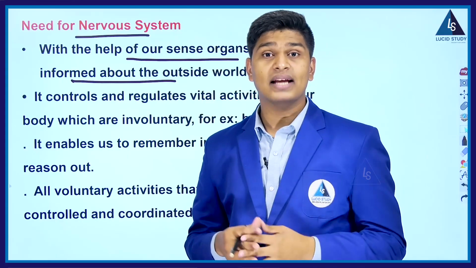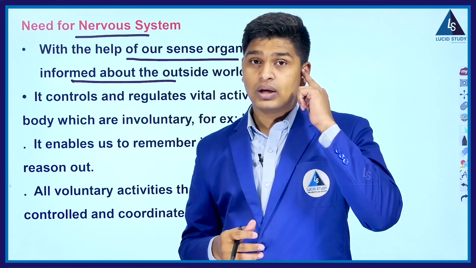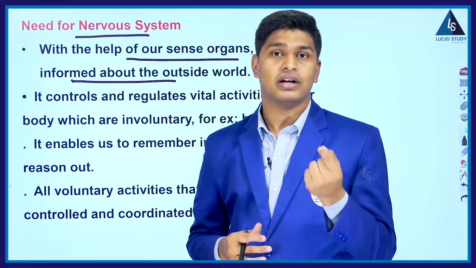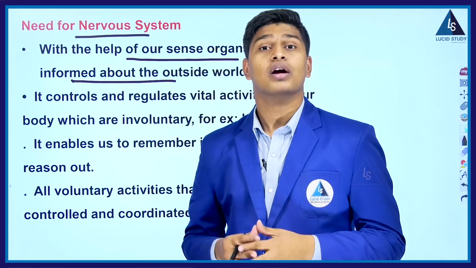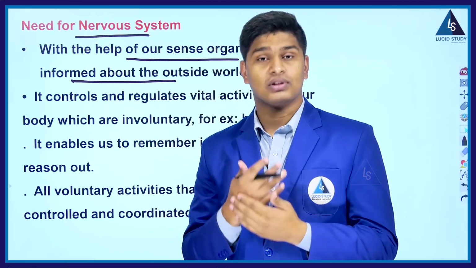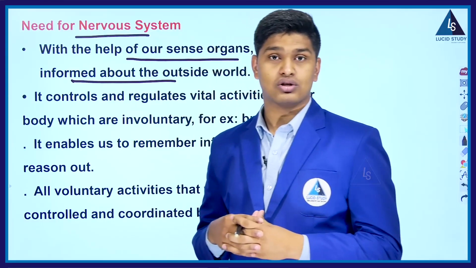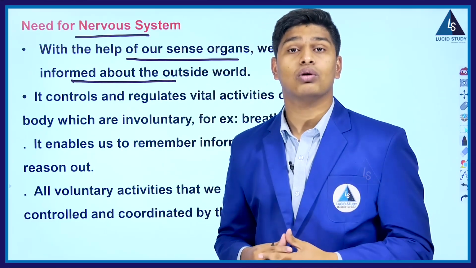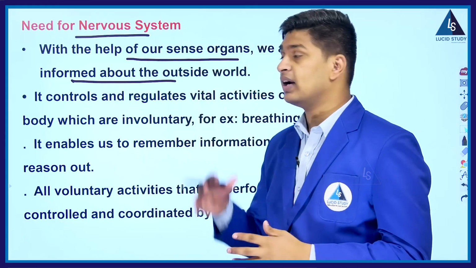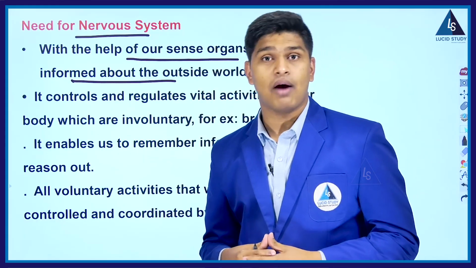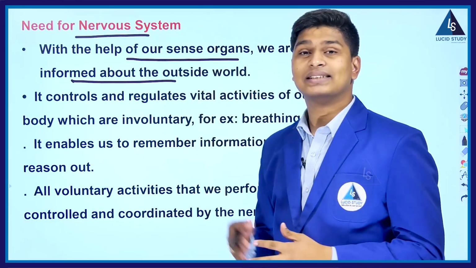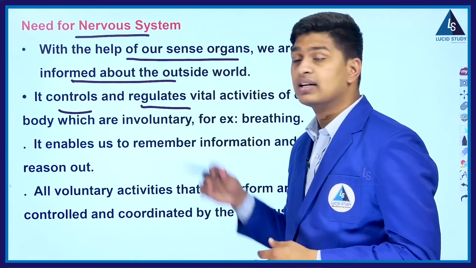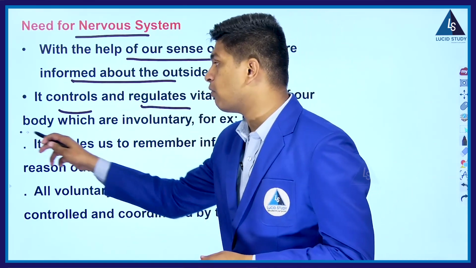When you see through your eyes, you can see what's happening. You can hear what's happening around the world with your ears. You can taste different food materials with your tongue. You can feel different objects with your skin. If there are no sense organs, you won't be able to get to know the outside world. That's why it is very important that we have a nervous system, of which all these sense organs are a part. And it controls and regulates the vital activities of our body.